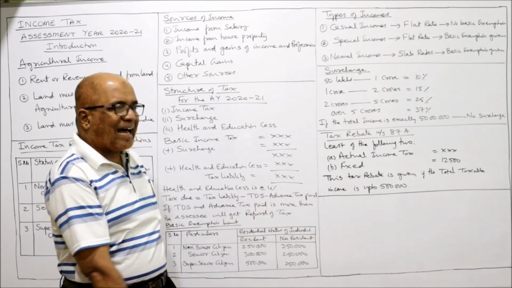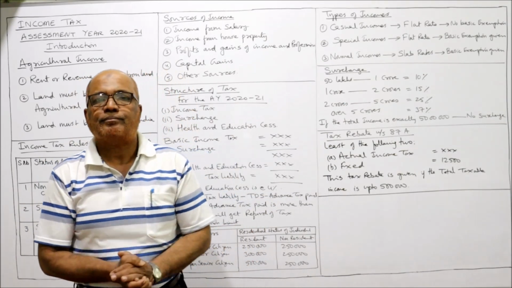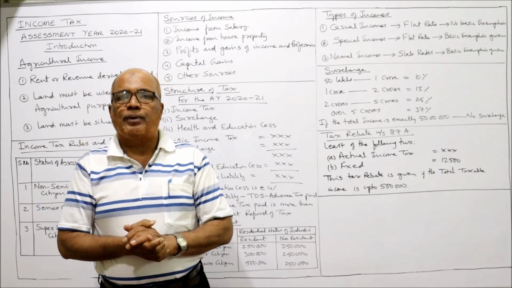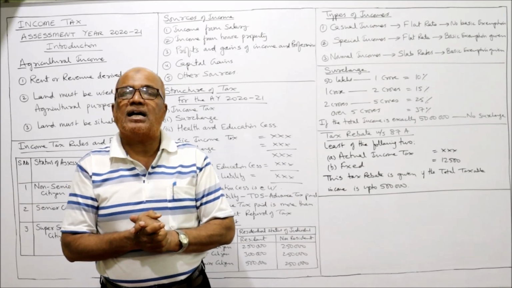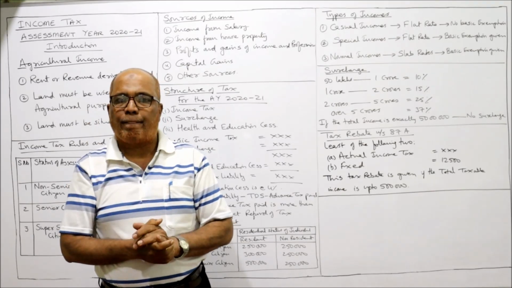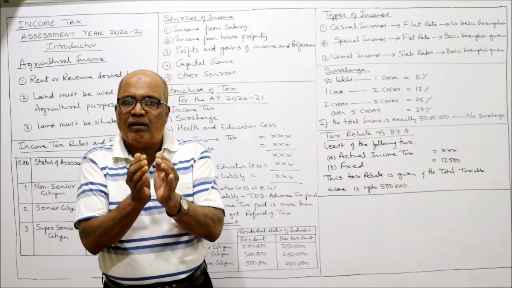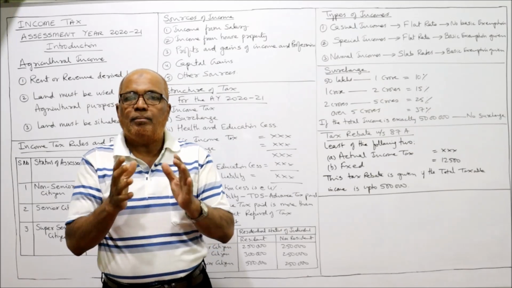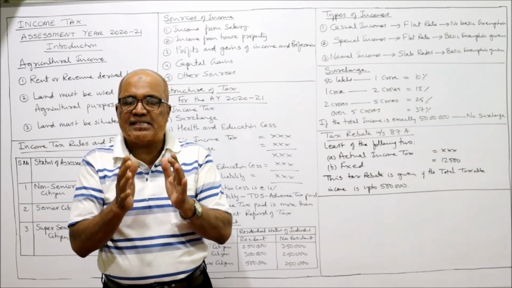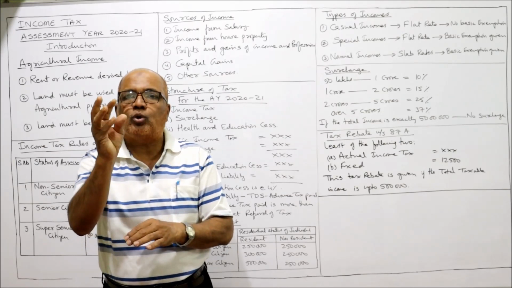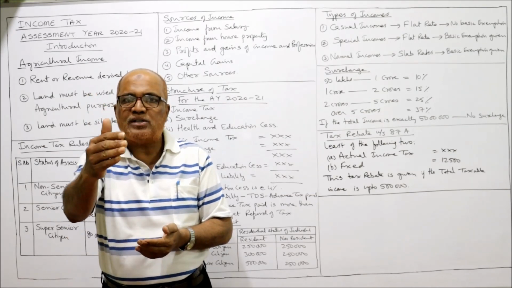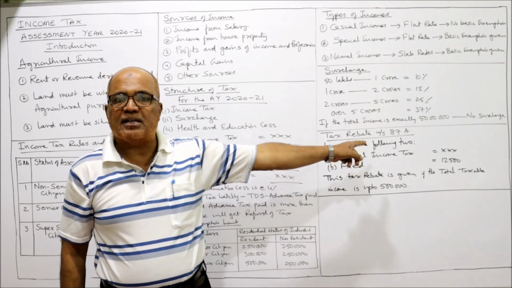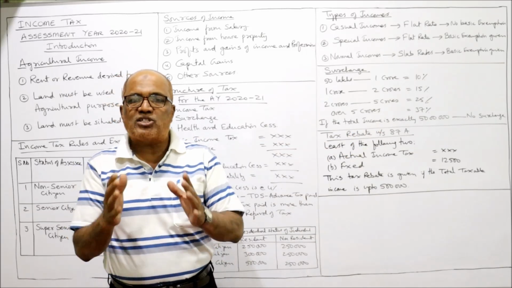That's it. Now come to tax rebate under section 87A. For the lower income group, the Income Tax Act has given some concession in payment of tax. So Income Tax Act says if an assessee is having a total income of up to rupees 5 lakh, not more than 5 lakh, tax rebate will be given under section 87A.